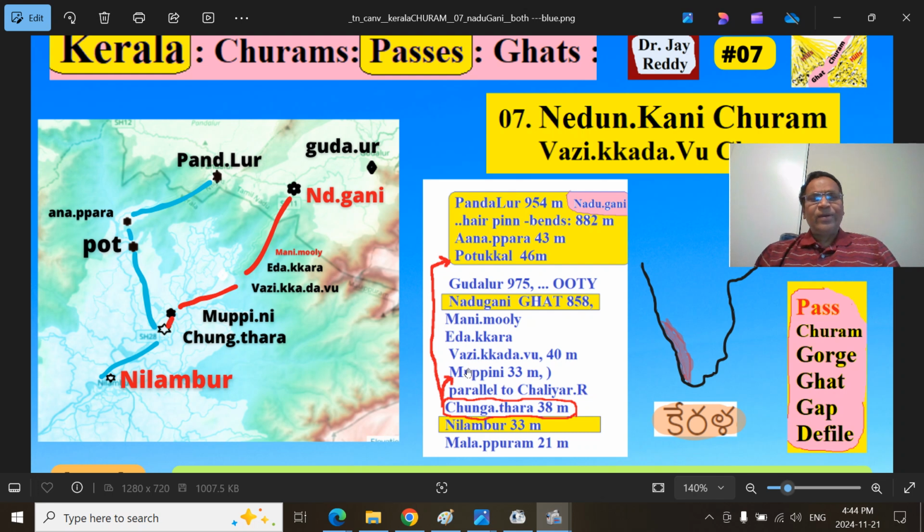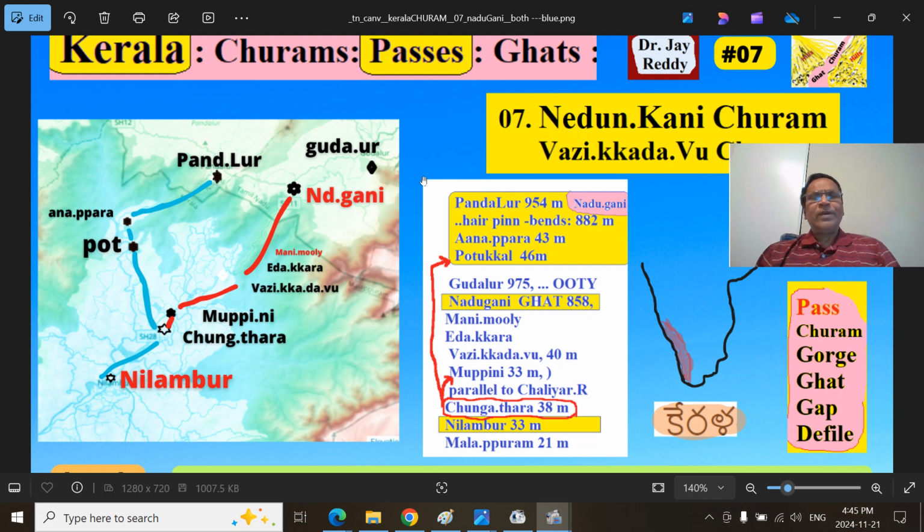Then Vazhikkadavu town is 40 meters, and Edakkara town, I didn't put the meters, and Manimooly town here. So actually you start hairpin bends and climbing the mountains. By Nedungani you get 858. Nedungani Pass. Gudalur is a little bit higher, 100 meters or so, 975. So you have Pandalur, Gudalur, almost the same height, 950 meters.